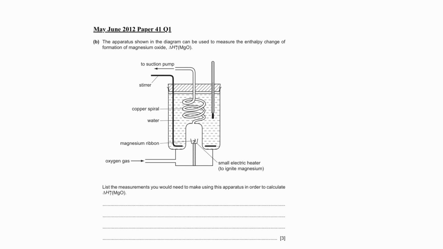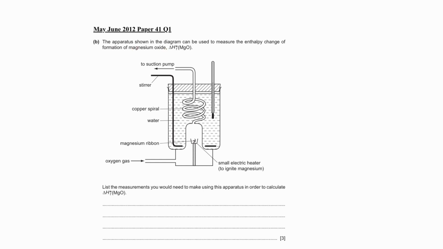This video is about a question from May June 2012, paper 41, question 1b. So the question wants us to list the measurements that we would need to make using this apparatus in order to calculate the enthalpy change of formation of magnesium oxide.